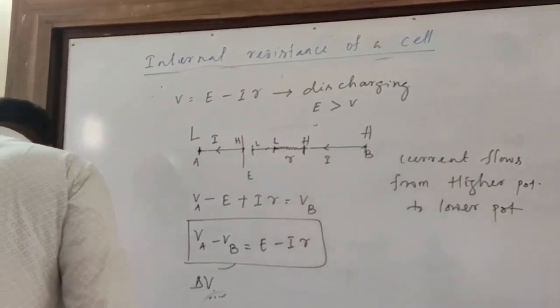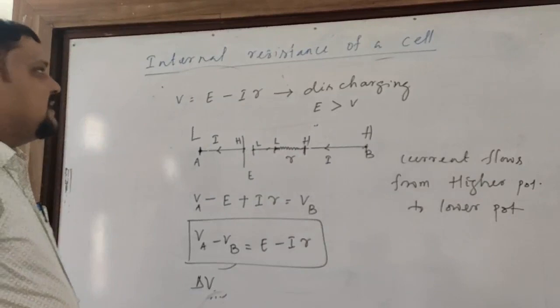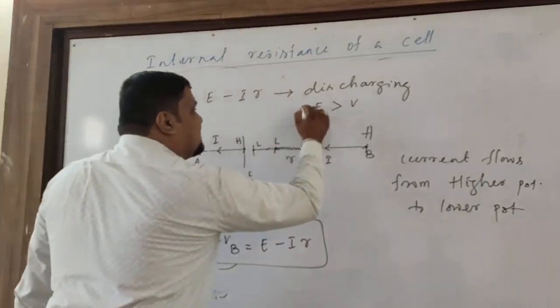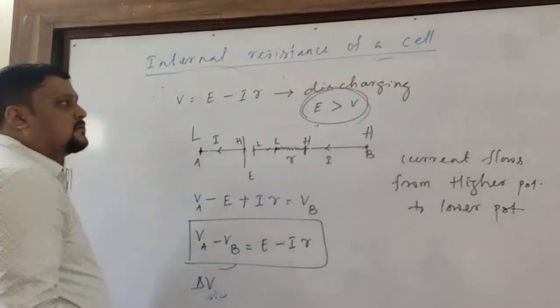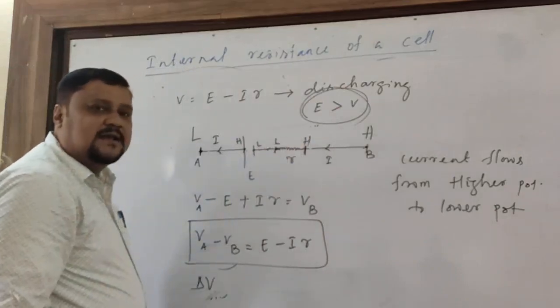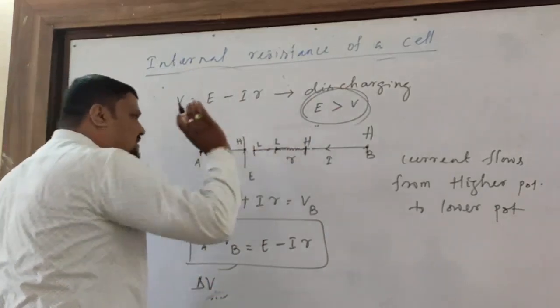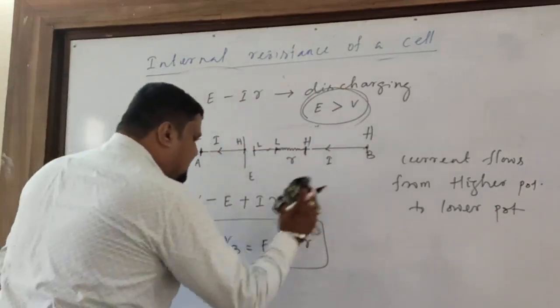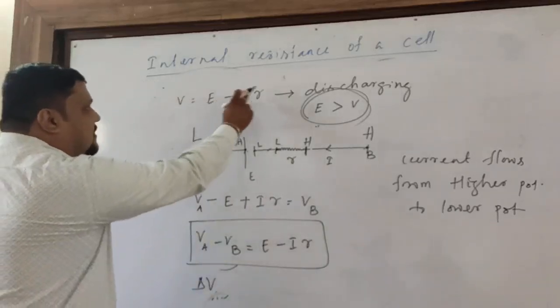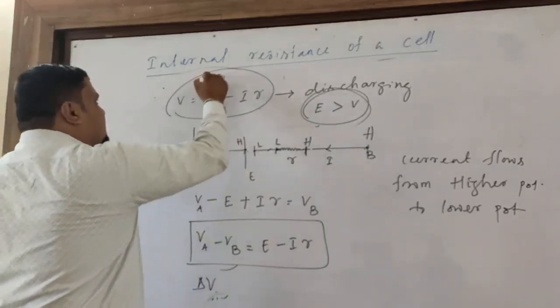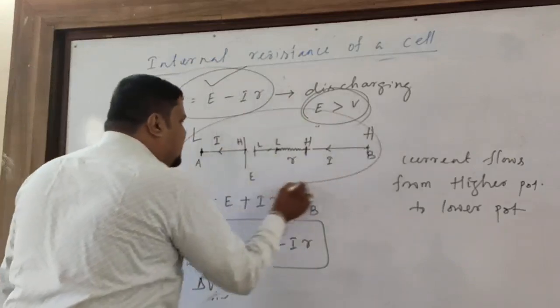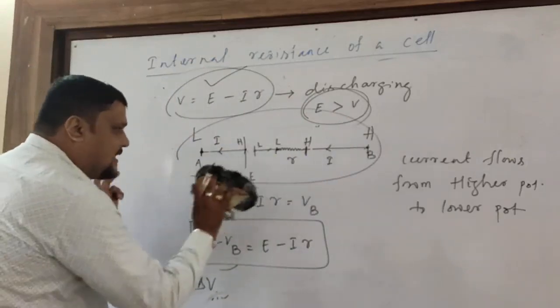Then, similarly, in the discharging case, the EMF of the cell should be greater than the potential difference. Then another concept will be used here. Now you see here, I will write this expression is equal to E minus I R, that I have already derived, and this circuit I have derived that. That is the one question.